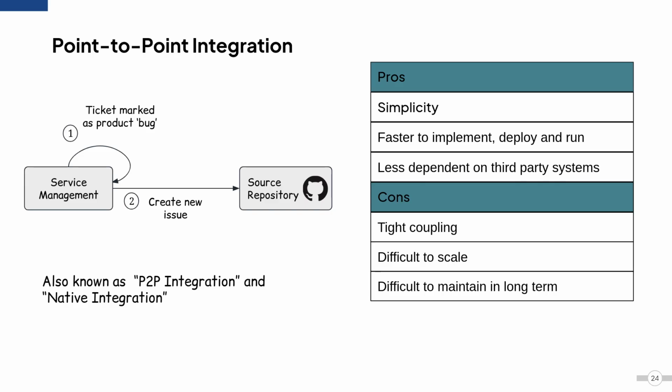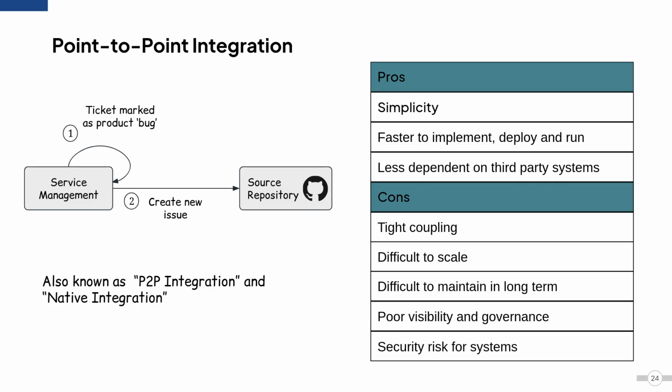And it also may be difficult to maintain in the long term because when you have many systems in place, who is going to be responsible to learn all of these different systems? And maybe different teams might be managing these different systems. So maintaining in the long run is going to be very cumbersome for you. And also poor visibility and governance, because your integration is now scattered in different systems, which is going to be a problematic situation for you. Right, and security risk for your systems may be a problem for you as well.